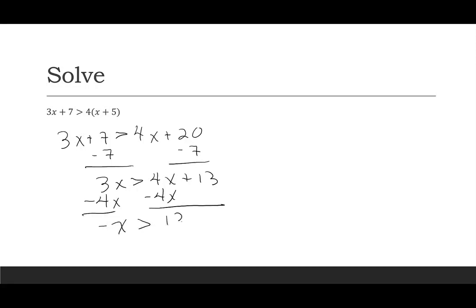That's greater than 13. So I put this one in here to show you that even if I have negative x, I want to think of that as a negative 1x, and I need to divide both sides by negative 1. Now I have x is less than negative 13, so I don't want to have any kind of negative in front of the x, even if it's simply a negative x.